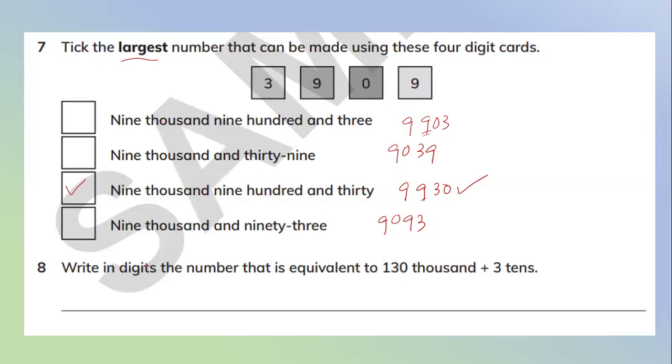Okay, number 8. Write in digits the number that is equivalent to 130,000 plus 3 tenths. 130,000, 3 tenths, there is no 100. 130,000 and 3 tenths is 130,000.3.